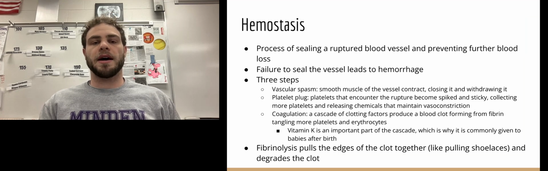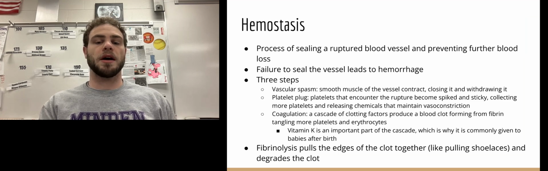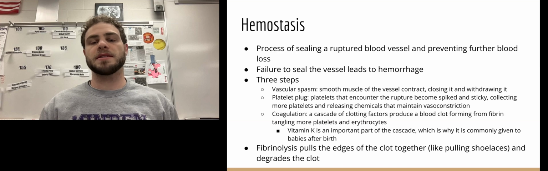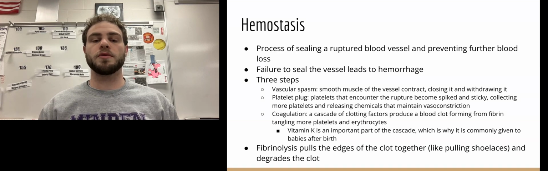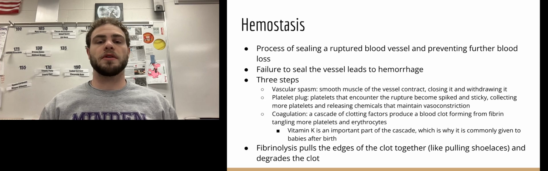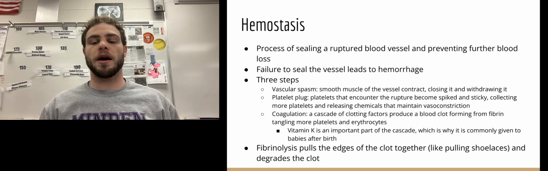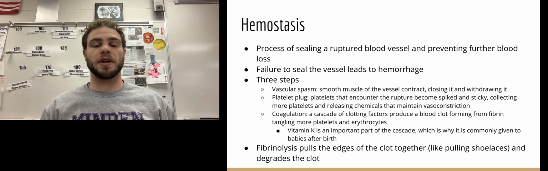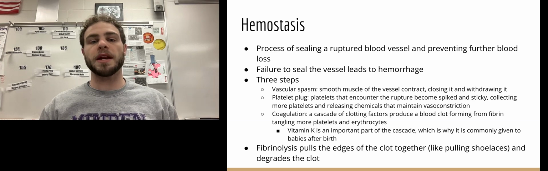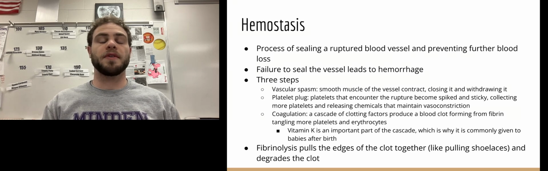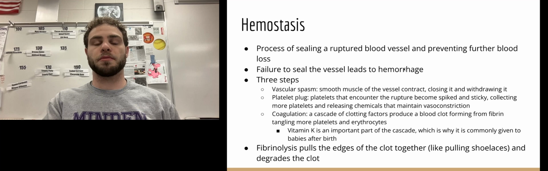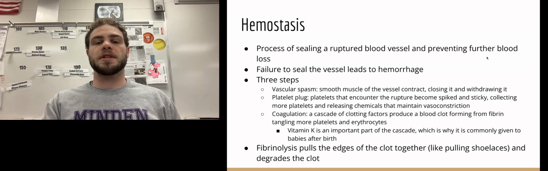So hemostasis is the process of closing or stopping blood loss. You can think of it as a blood vessel has been broken, and that's a bad thing because now you are losing blood. If you lose too much blood, you get low blood pressure, which can cause all sorts of different issues from there. And so the body needs to be able to respond to this and stop the blood loss really, really quickly. So failure to seal, when you lose a bunch of blood, that is called a hemorrhage.